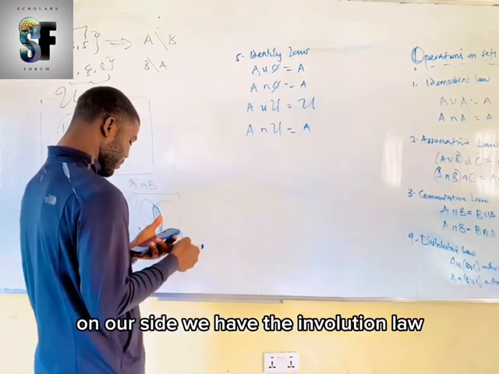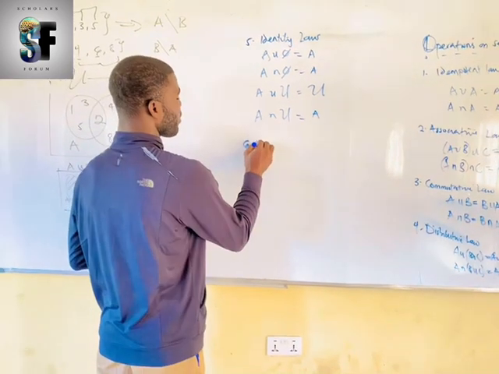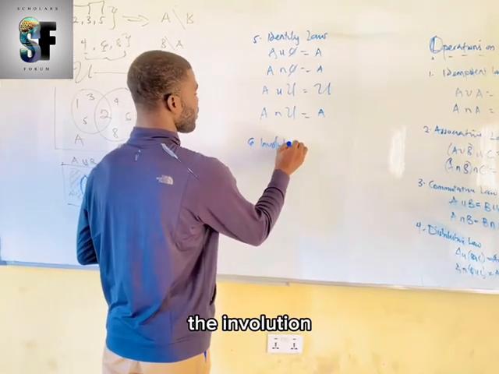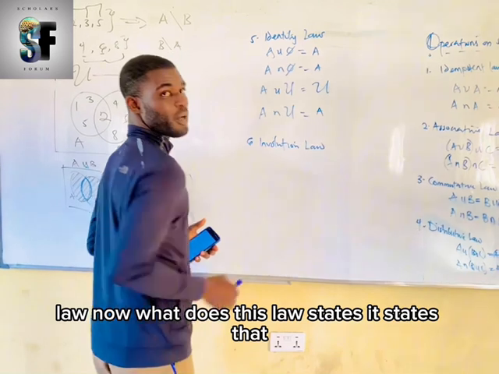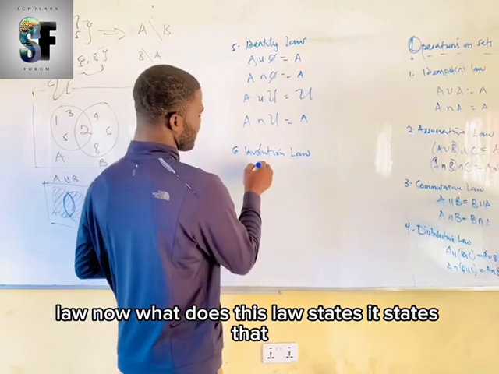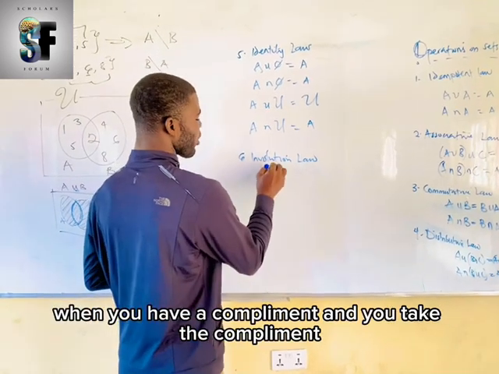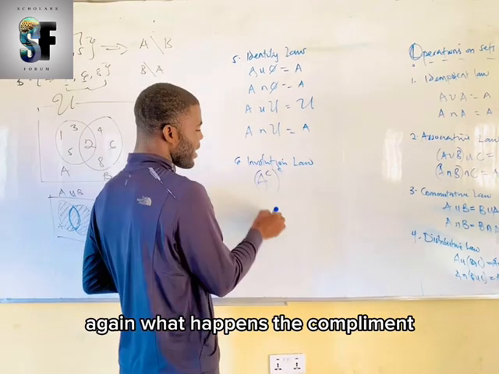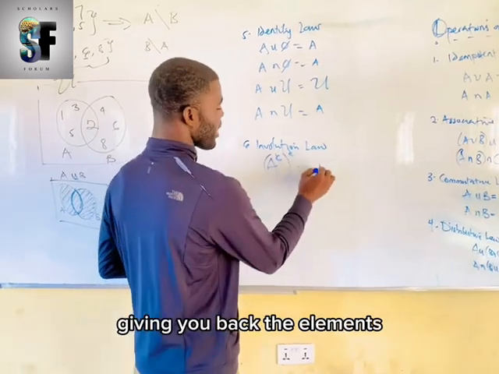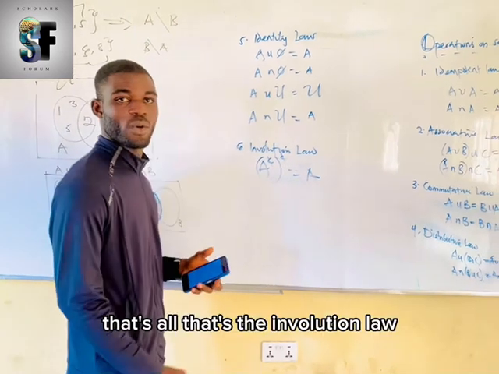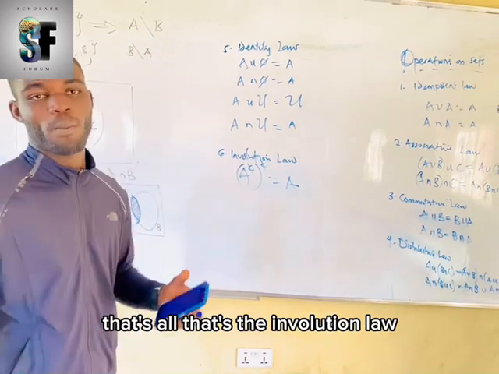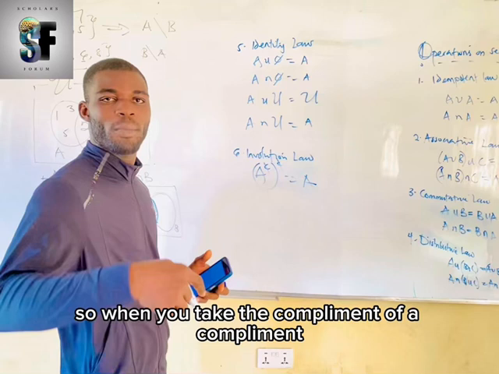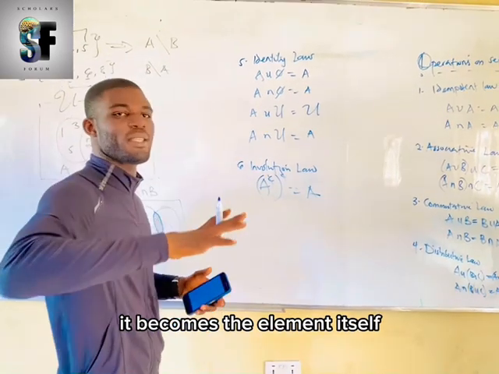Our side, we have the involution law. Now, what does this law state? It states that when you have a complement and you take the complement again, what happens? The complement terminates the complement, giving you back the elements. That's all. That's the involution law. So when you take the complement of a complement, it becomes the element itself.